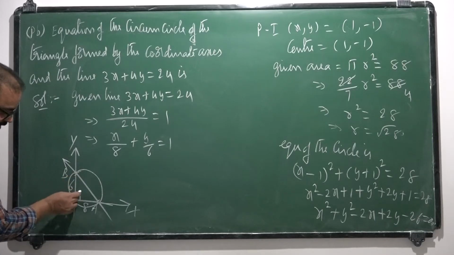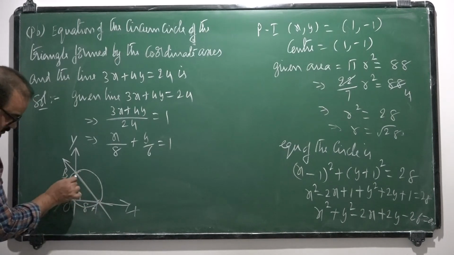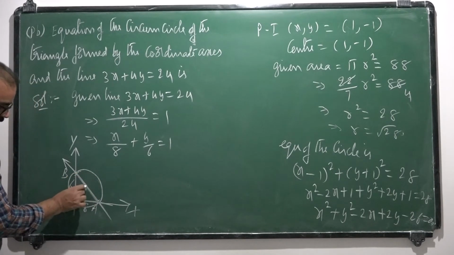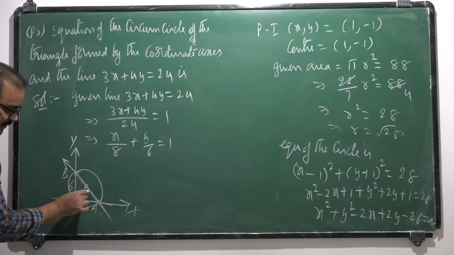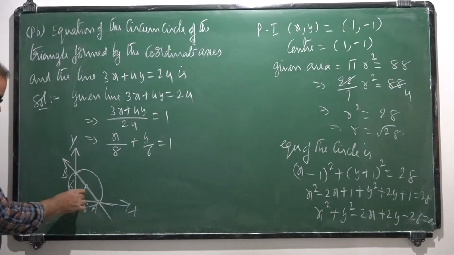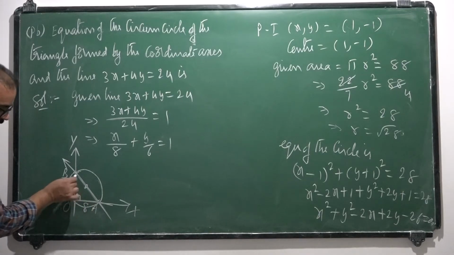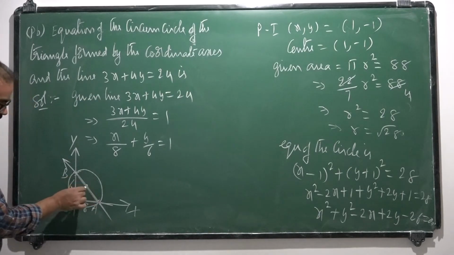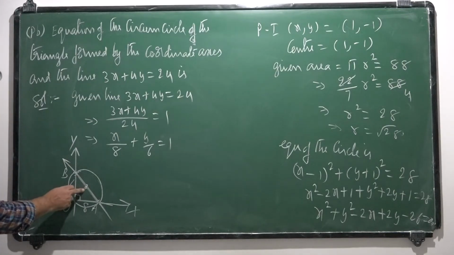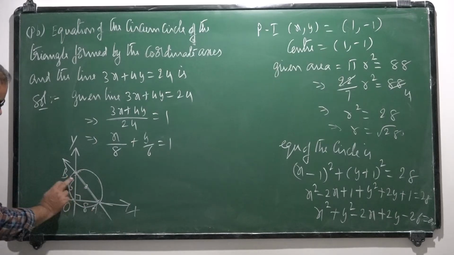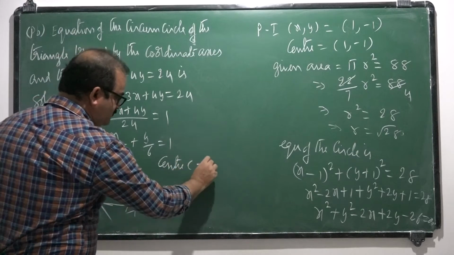If it is a right angle triangle, then this becomes the hypotenuse. Now this hypotenuse becomes the diameter of the circle. We know the angle in a semicircle is always a right angle. If it is a right angle, then it becomes the diameter. Here the hypotenuse becomes the diameter. Now the center is the midpoint of AB.